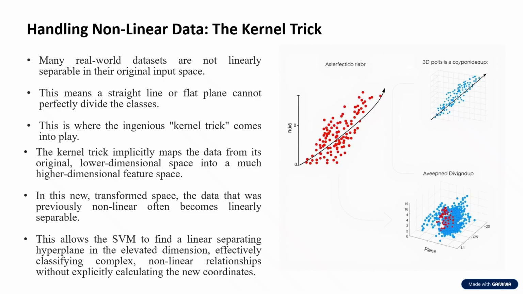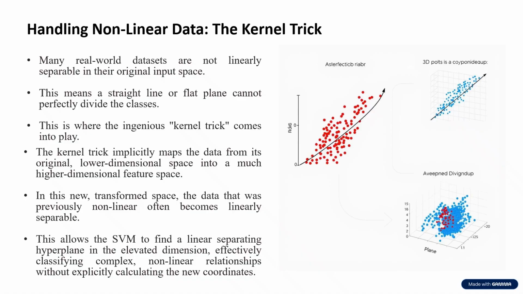Linear lines for linear data sets, I can apply that process. If the data sets are not in the linear form, in that case, we go for a different technique called the kernel trick. What is this kernel trick?